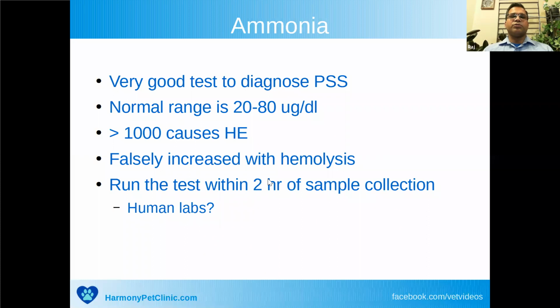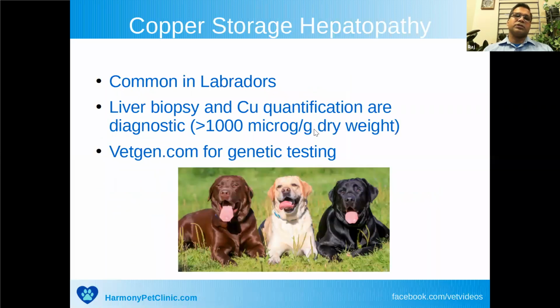It's almost impossible to send out because mostly it's hard to get samples to a nearby lab in 2 hours here. But in India, some human labs nearby, if you can work with some, they may be running this, and it can be diagnostic. And this ammonia is toxic for nervous system, causing the signs of hepatic encephalopathy, neurological signs.